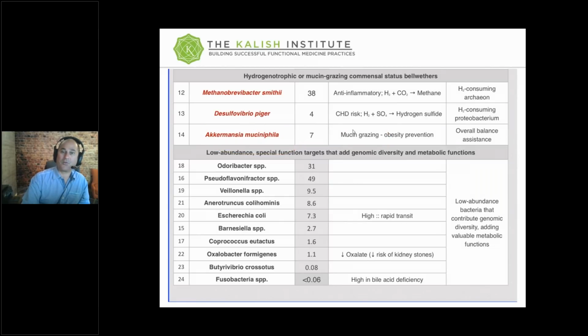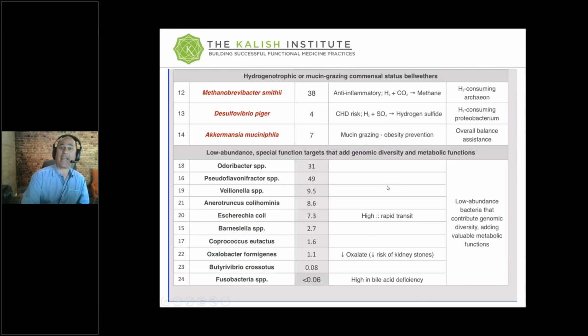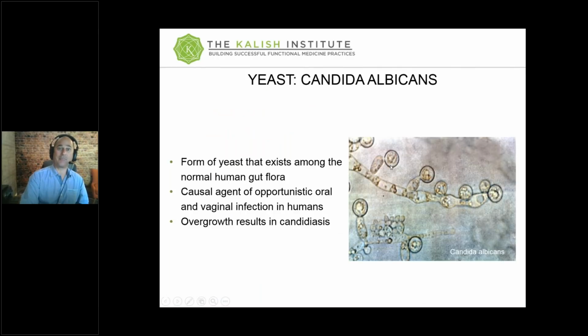Okay, so these are the three bellwethers: M. smithii, D. piger, Akkermansia muciniphila. You might want to spend some time looking at them. There's tons of research on all of those. And then there's these three functional groups: breaking down of fibers, producing hydrogen, and consuming hydrogen. So that's kind of big picture stuff.